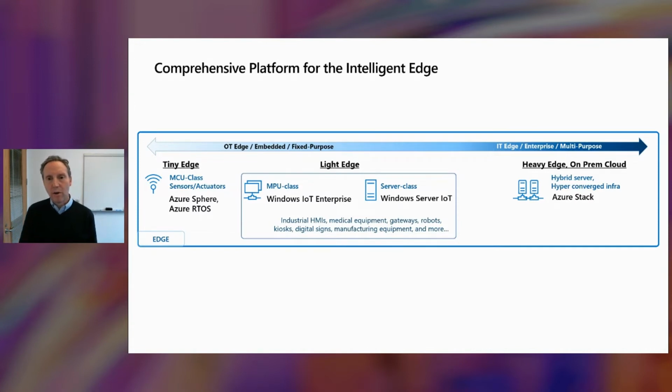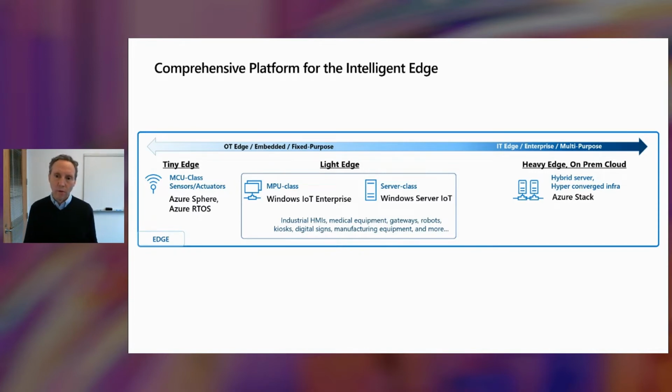Also in this light edge category are these server class devices, but these are small servers. These are small embedded servers typically, things that are, for example, on the manufacturing line. They're in the physical world, just like the tiny edge and the other light edge devices. They're not typically in an on-prem data center or an IT closet. So they're often smaller servers, and we have an offering here called Windows Server IoT. Both Windows IoT Enterprise and Windows Server IoT represent the Windows IoT family today, and it targets this light edge category of devices.